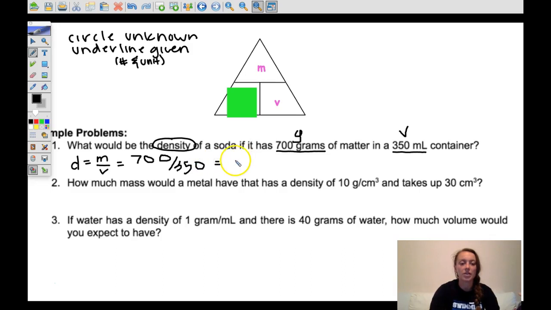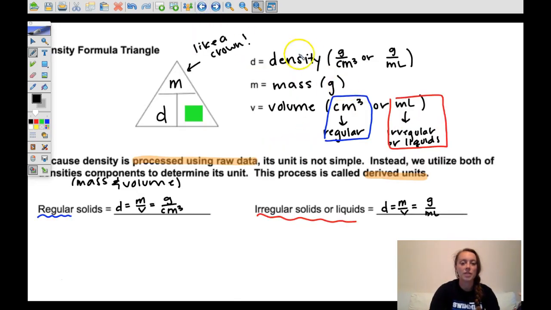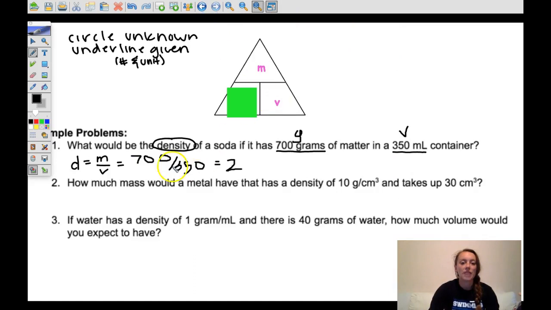So after taking out my calculator, I know that's an answer of 2. And because my units are grams and milliliters, if I look back at my notes, density can be either in grams per cubic centimeters or grams per milliliters. I have to pick the unit that matches the units I'm given. So because I have grams over milliliters, my unit is going to be grams per milliliters. So because you guys are pretty proficient in math, I want you to try questions 2 and 3 on your own, and it'll be our next class's warm-up.